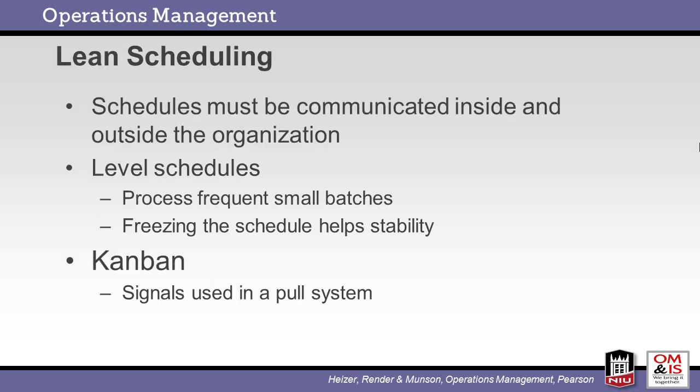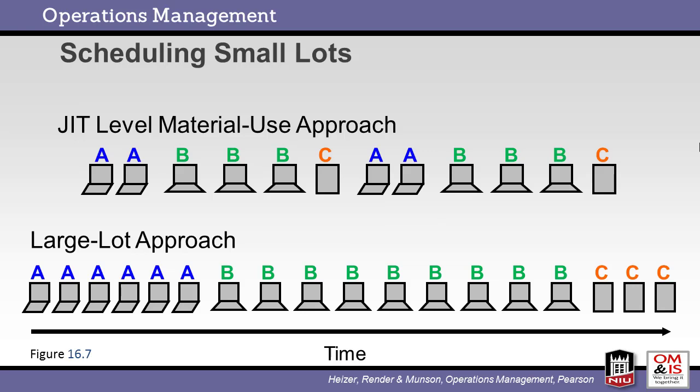Lean scheduling brings all members of the supply chain in alignment and includes a frozen schedule of small batches of material with demand based on a pull system based on need. Here we compare a just-in-time approach with large lots. Note that it takes longer to get the third product C built. This advantage has a cumulative effect if multiple processes are required in series.